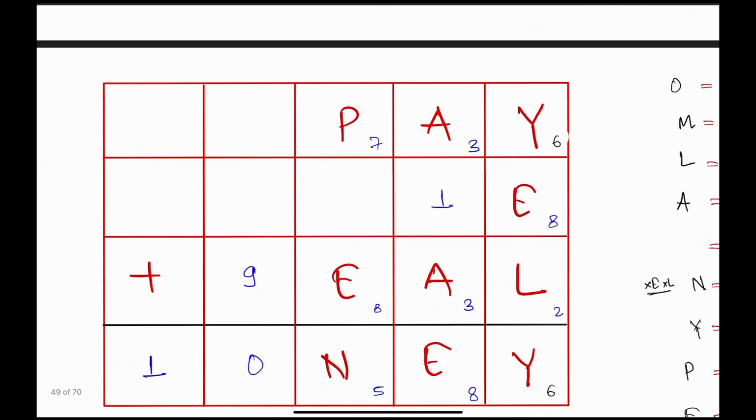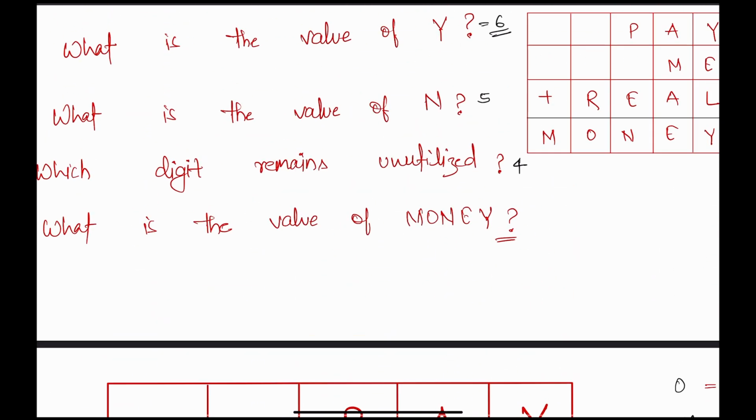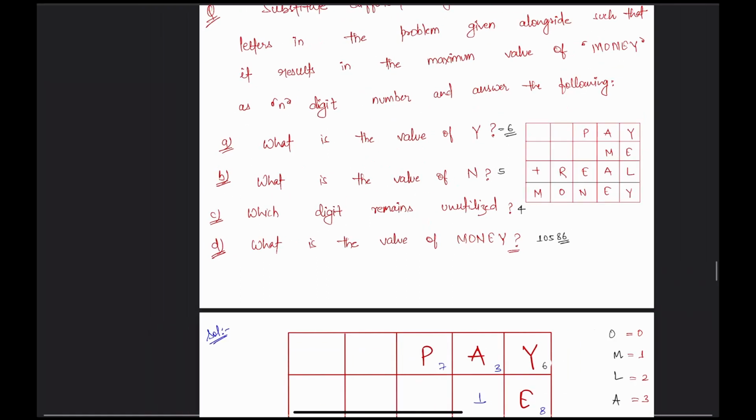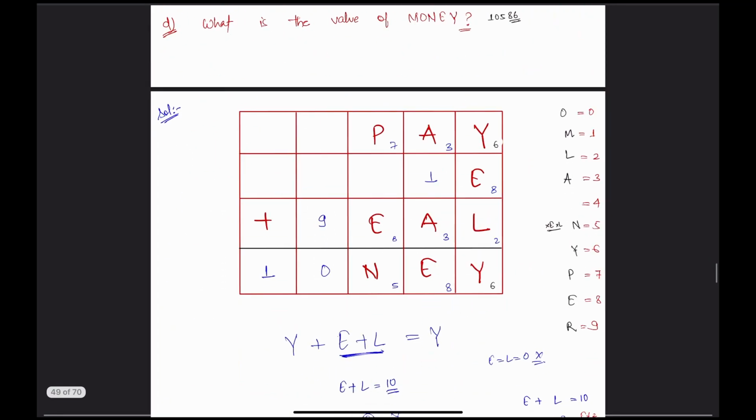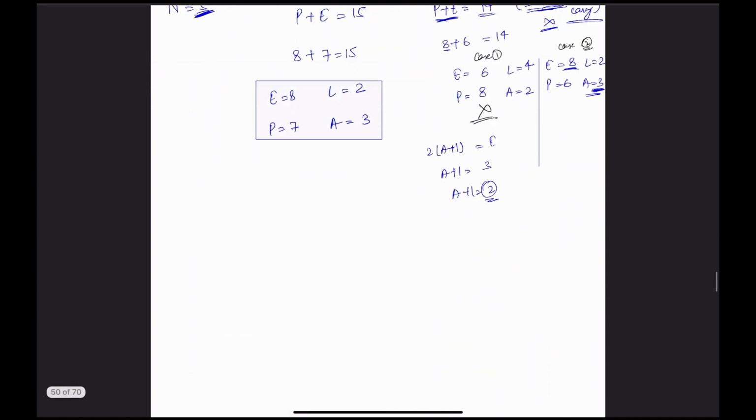What is the value of money? Money is 10586. 10586 is the answer for this question. Yeah. So this is quite a good question. So let's solve one more question of similar type.